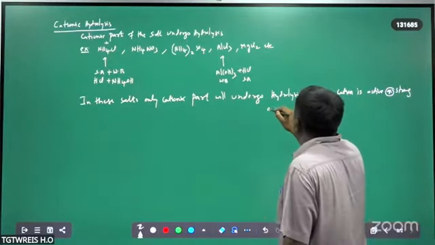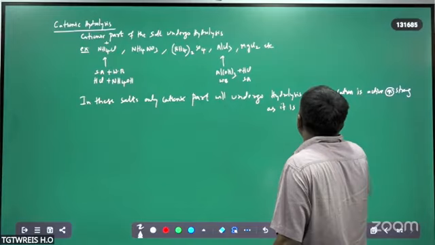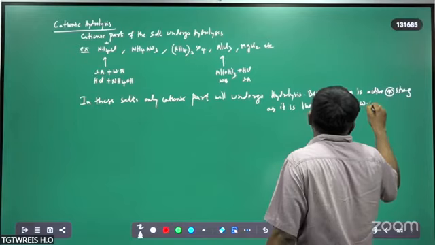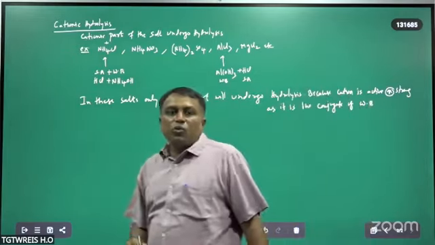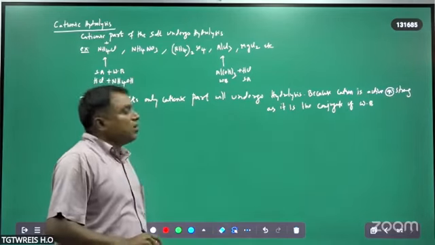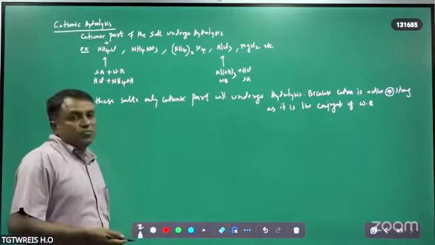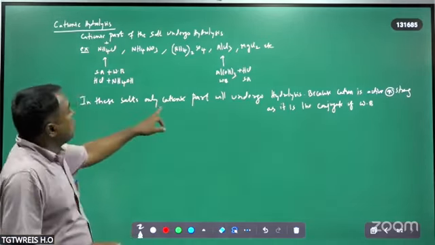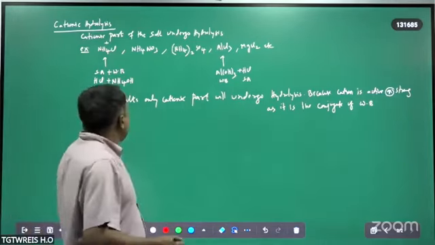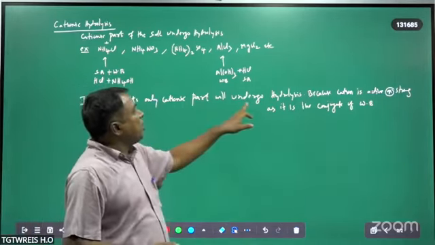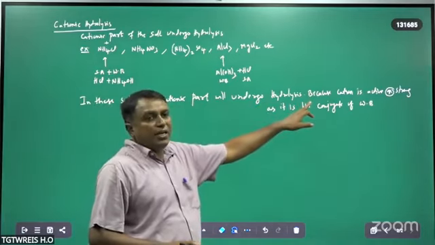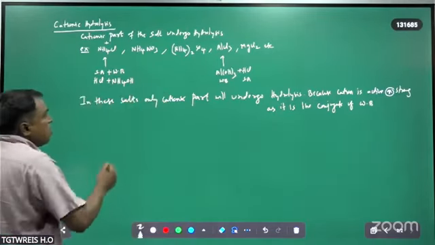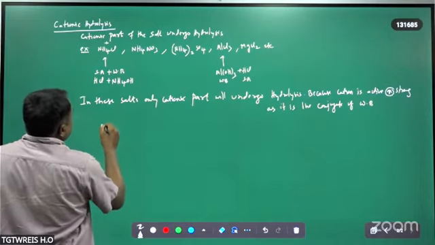as it is the conjugate of a weak base. According to Bronsted-Lowry theory of acids and bases, the conjugate of a weak base is strong, and the conjugate of a strong acid is very weak. So in these salts, only the cationic part will undergo hydrolysis, because the cation is active or strong, as it is the conjugate of a weak base. For example, NH4Cl.